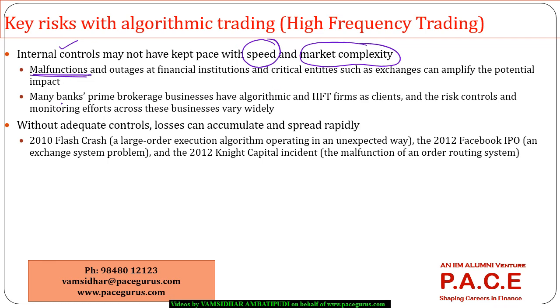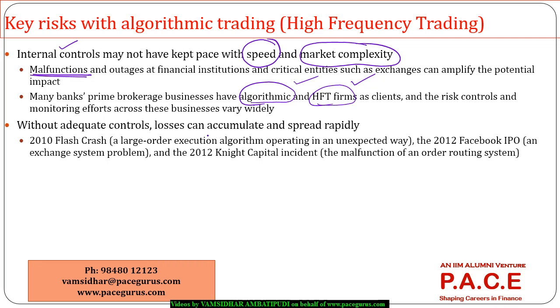At the same time, look at the control. Many banks have prime brokerage business with various small algorithmic trading firms and high frequency trading firms, which are clients of the majority of the banks. The prime brokerage business is coming from these clients, and I don't know how they have the risk controls at their platforms. Monitoring of risk controls across all these businesses varies widely, and that itself could be an additional potential risk. If the controls are not adequate, the loss can have a ripple effect.